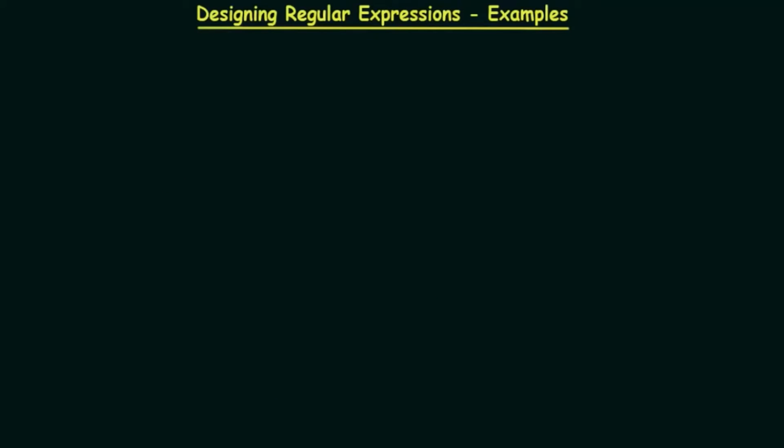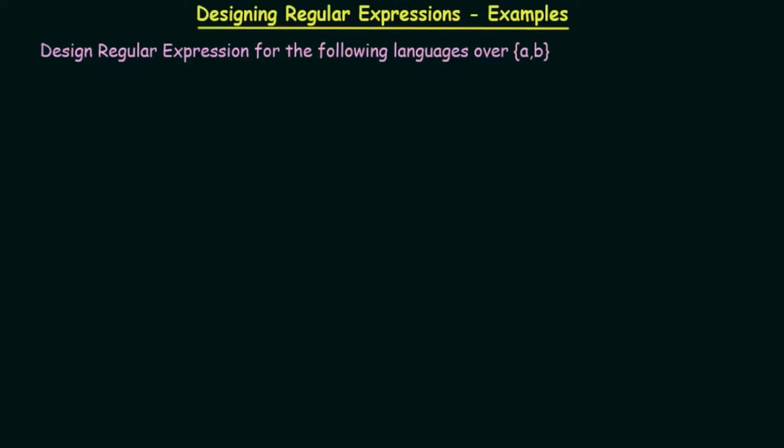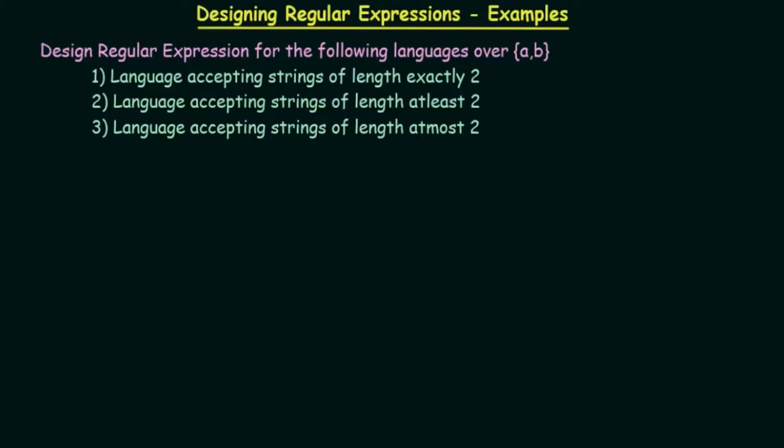Okay. So now we have to understand how I can design a regular expression. Let's look at this example. Design a regular expression for the following languages over a comma b. There are three cases given, where the first case says it should accept a string of length exactly 2, minimum 2 and maximum 2. So how can I solve it?